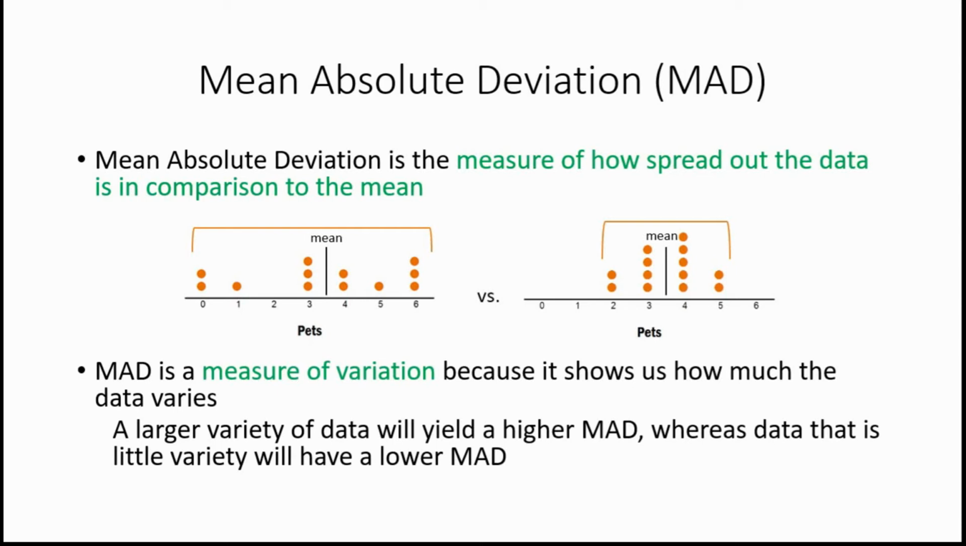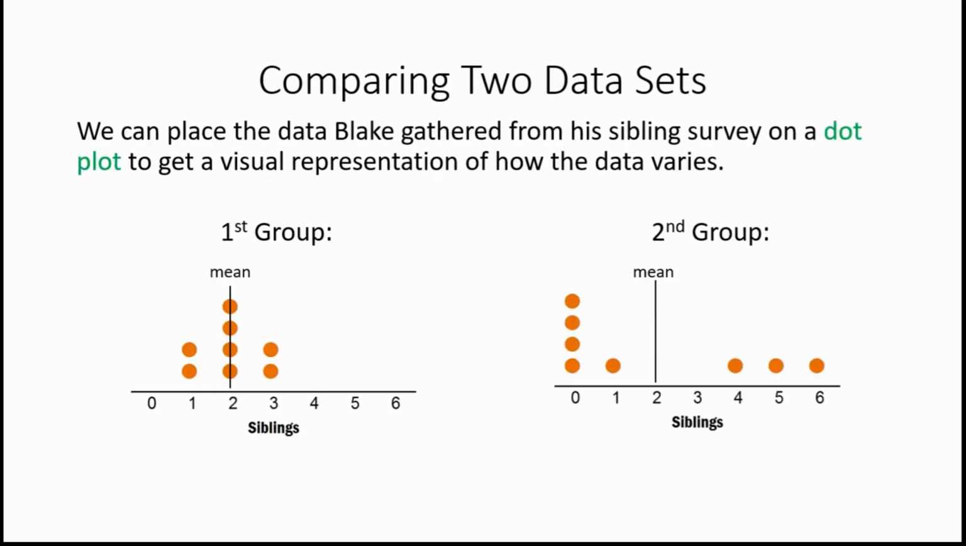It's a measure of variation because it shows us how much the data varies. So if there's a lot of difference or if there's just a little bit, if it has a larger variety of data, then it's going to yield a higher mean absolute deviation. Whereas if it just has a little bit of variety, there's not a whole lot of change between the numbers, then it's going to have a lower mean absolute deviation.